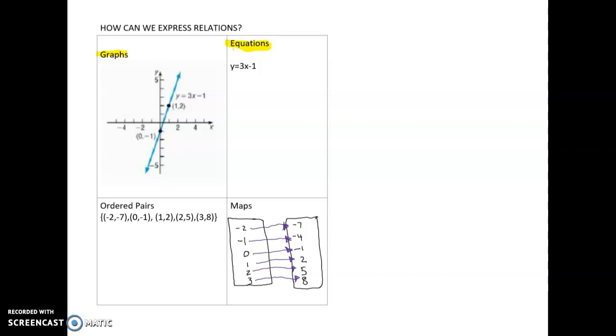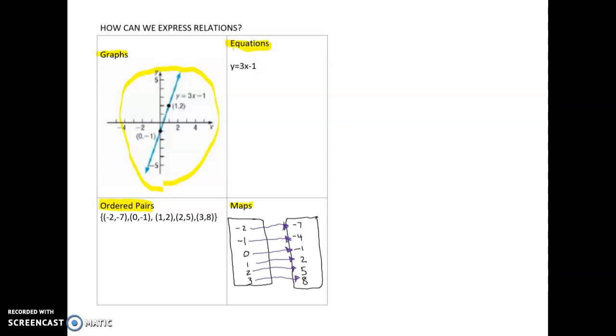Relations could also be expressed as a set of ordered pairs. You'll see here I have set brackets, and in between those brackets I have a group of ordered pairs, each with a comma in between them. Those ordered pairs happen to all fall on the line of this graph, but note that this set of ordered pairs doesn't represent that whole graph because that graph has an infinite set of ordered pairs. But yes, a set of ordered pairs is a way to represent a relation.